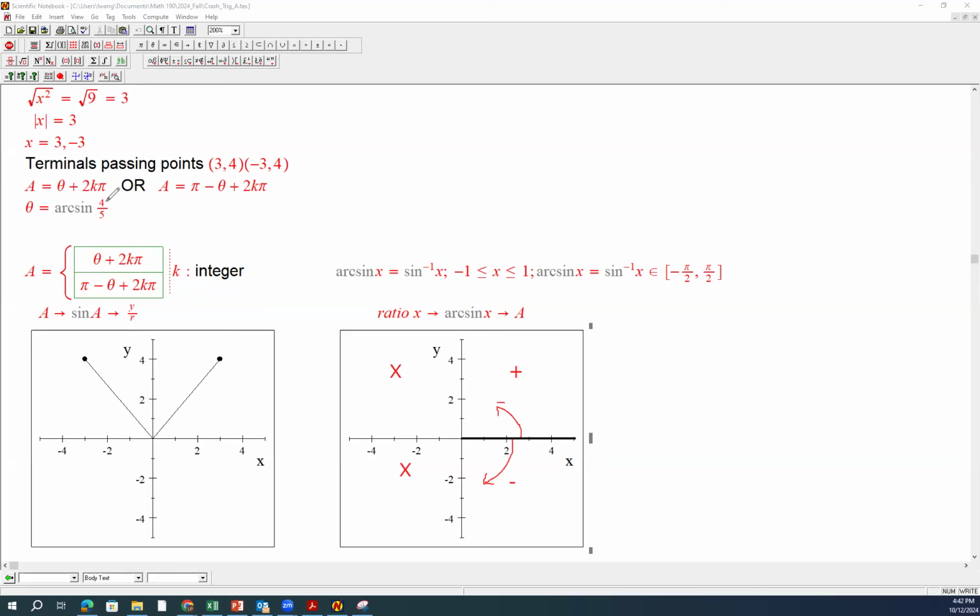So we have a ratio 4 over 5, which is a positive ratio. So it's going to produce an angle theta. And this theta is unique. One and only. Okay, so now we learned that we have just did D to A.